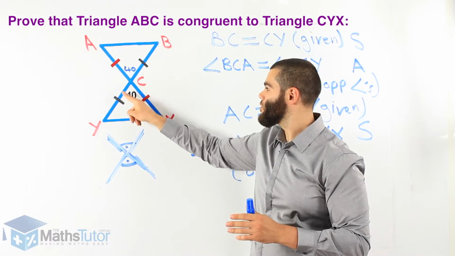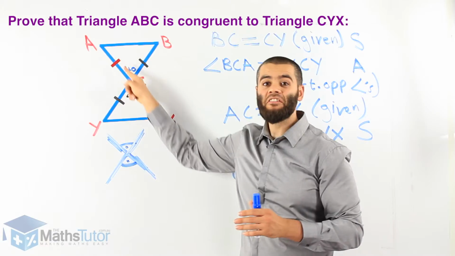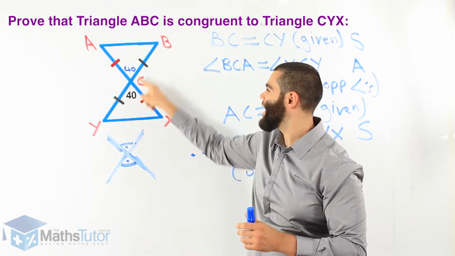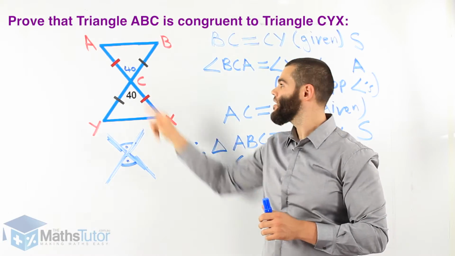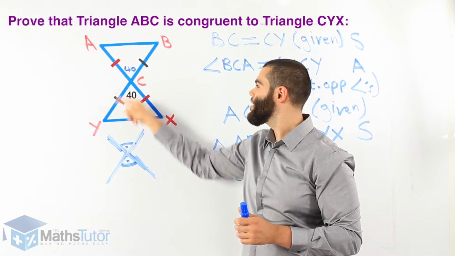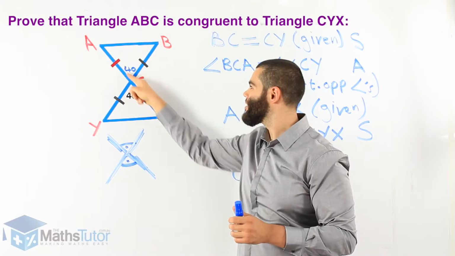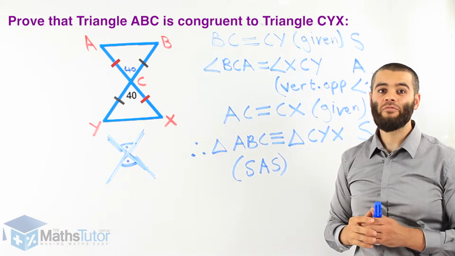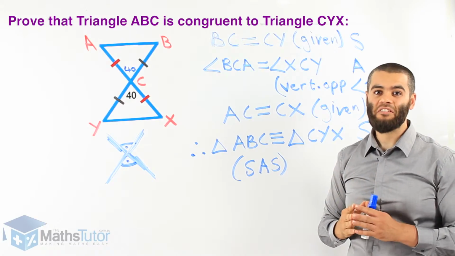BC is equal to CY. AC is equal to CX. And the included angle, the angle that's in between the two sides, in between that side and that side, is equal to the one in between that side and that side. That's the included angle, 40 degrees. They are vertically opposite. It is that easy, guys.